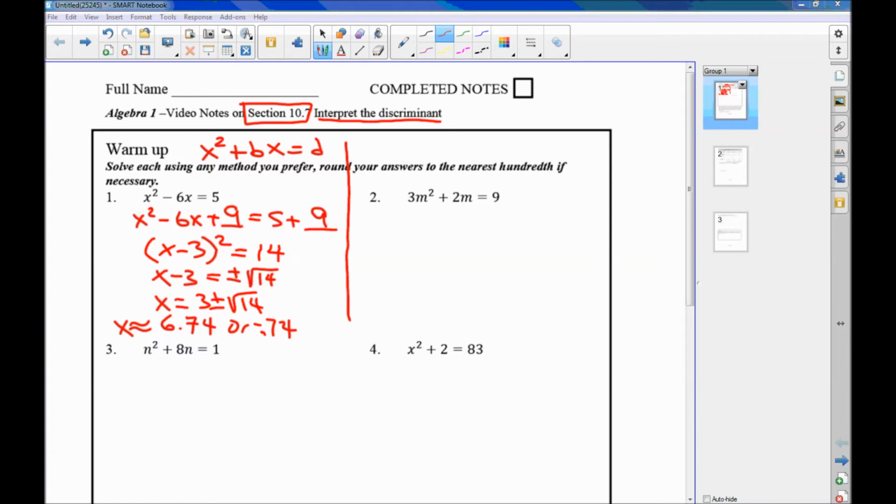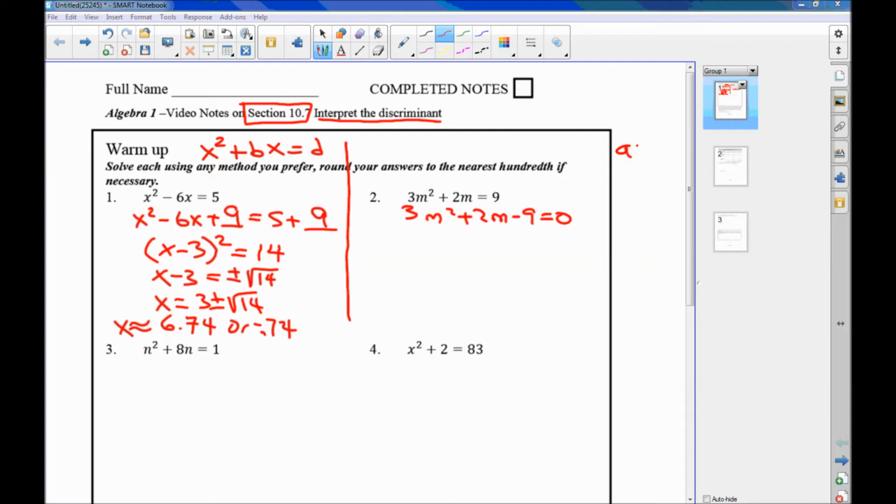All right, number 2, let's see. So we move the 9 over. It's probably not going to factor because things that multiply to negative 27 are not going to be 2 apart. Completing the square method would work on this, but I have to divide everything by 3, which would make 2/3 for the b, and I don't really want to do that. So instead, I'm just going to set this equal to 0 and use my quadratic formula.